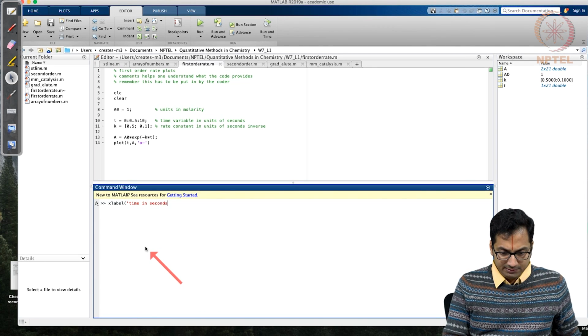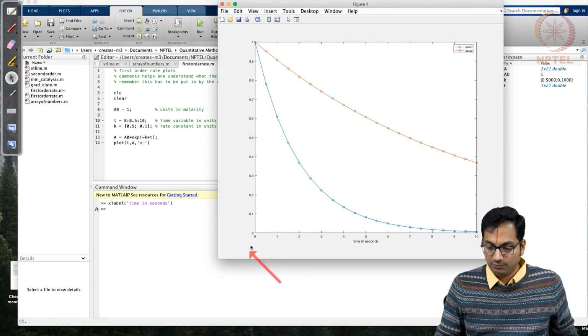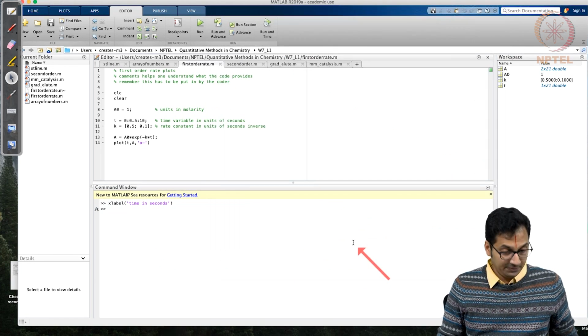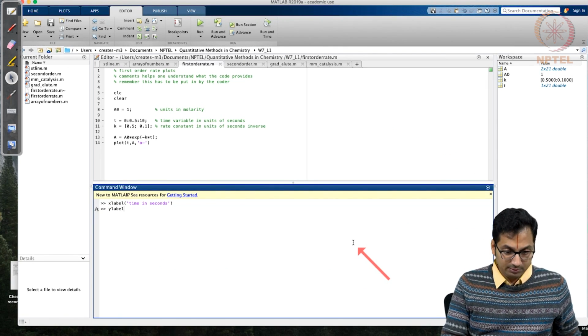One can always add an x label, time in seconds. So, now time in seconds comes up, then you can say y label, concentration of reactants in molarity.